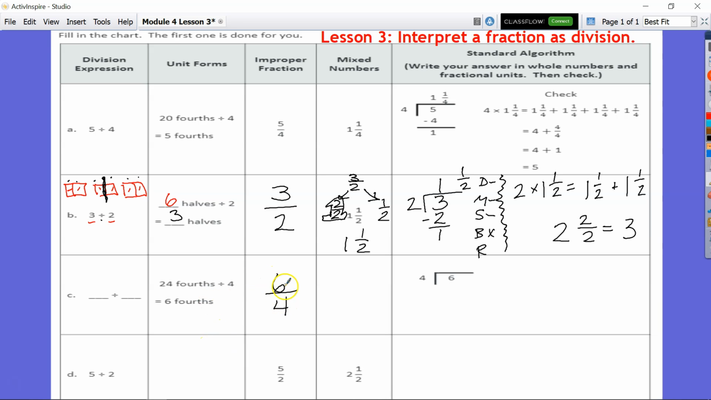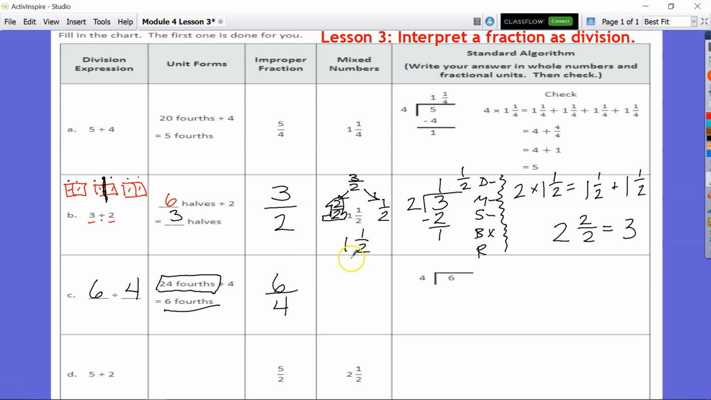Same thing here. Now that I have the improper fraction, I can continue to work backwards and say, well, my dividend is 6, my divisor is 4. All right? And if I said I had 6 items and I divided each one into 4, 6 times 4 is 24. I would have 24 fourths. 24 fourths divided by 4 would be 6 fourths.